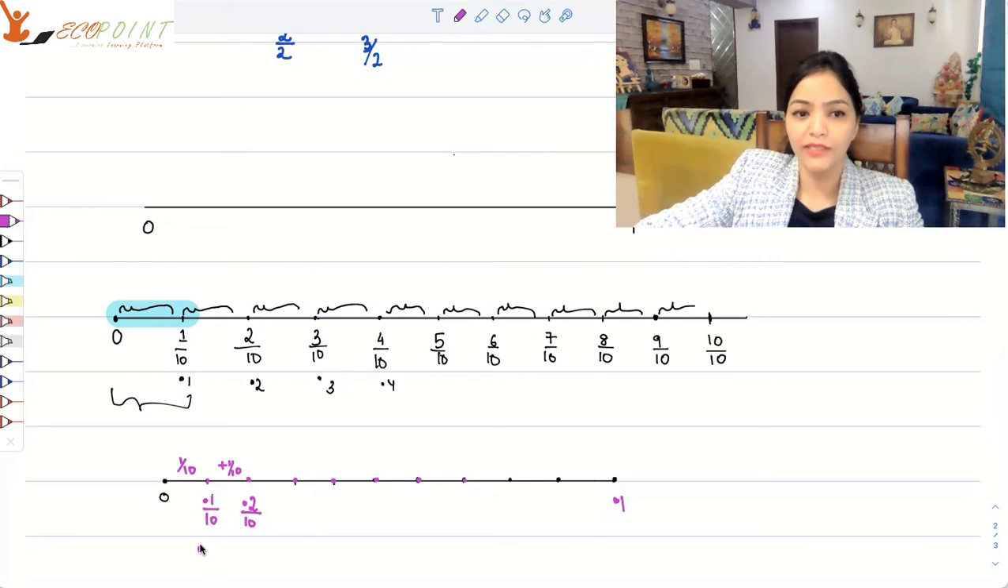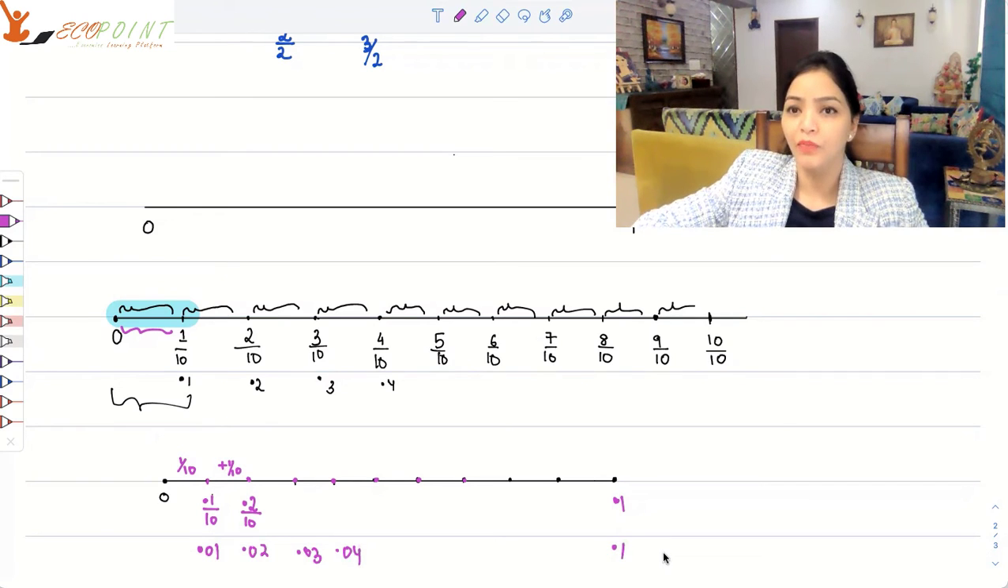So what is happening is that from 0 to 0.1, just this fraction part, you have divided the points in between 0 to 0.1 in 10 equal parts. So you have 0.01, 0.02, then 0.03, 0.04, and so on and so forth. That will make it 0.1.